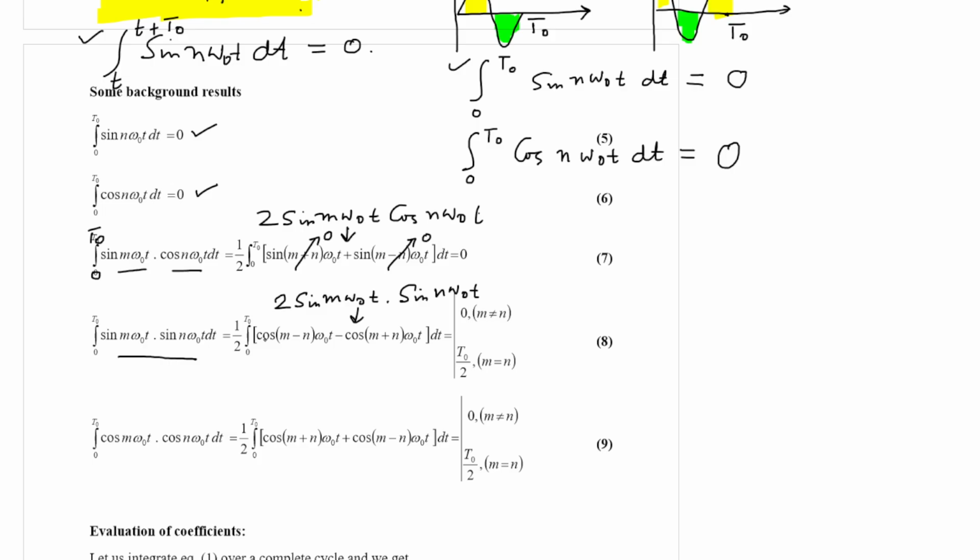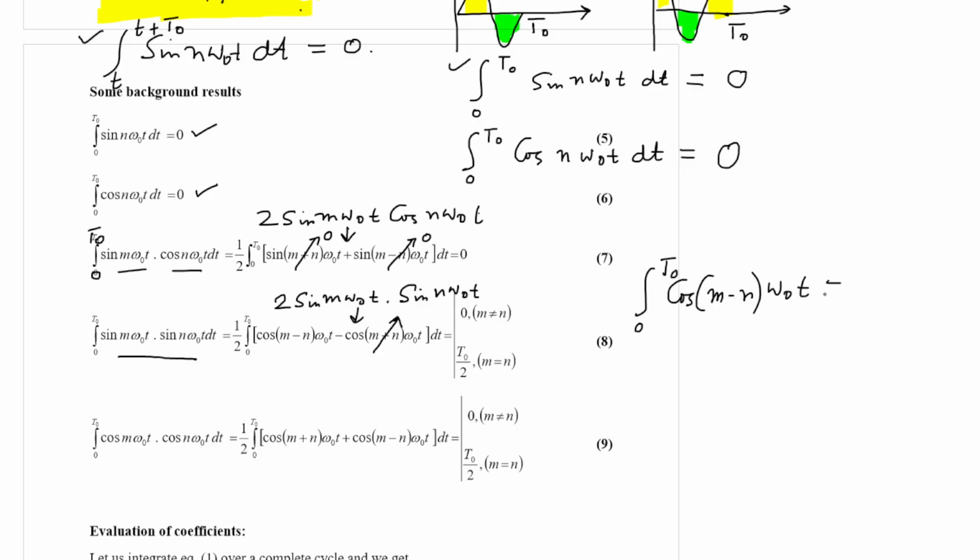Now you will get a different result for these two remaining expressions. Let us try to understand. As far as cos (m plus n) omega naught t is concerned, that will be 0, because integration over a complete cycle of a cosine curve is 0. Now I am writing the other one separately: the integral from 0 to T naught of cosine (m minus n) omega naught t.